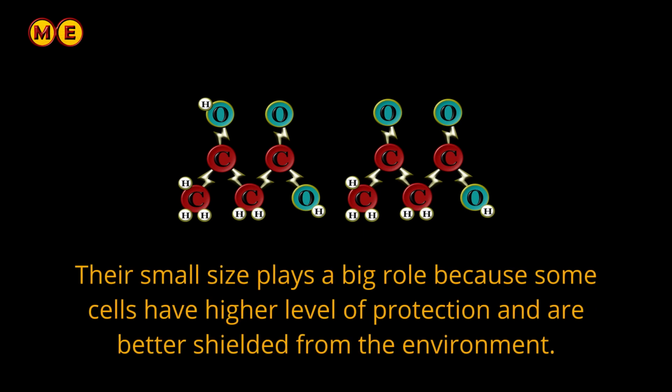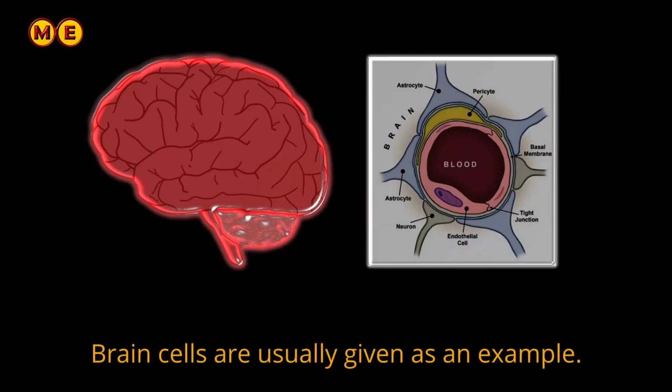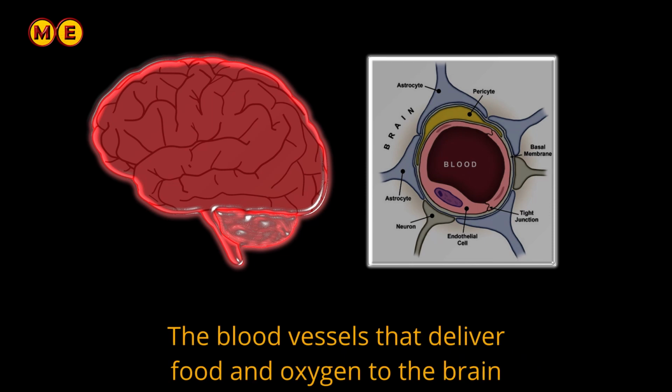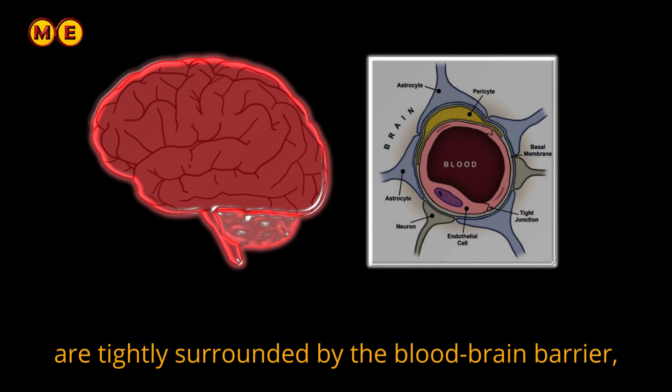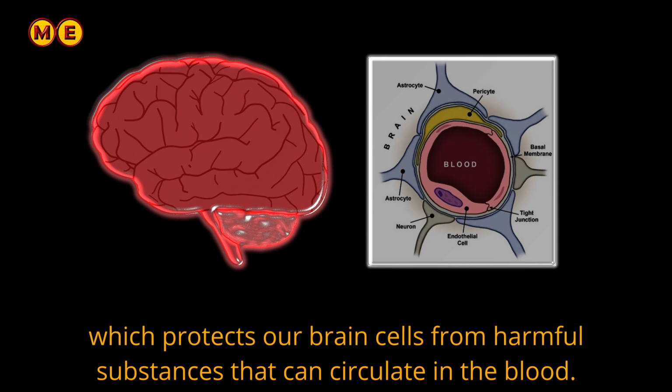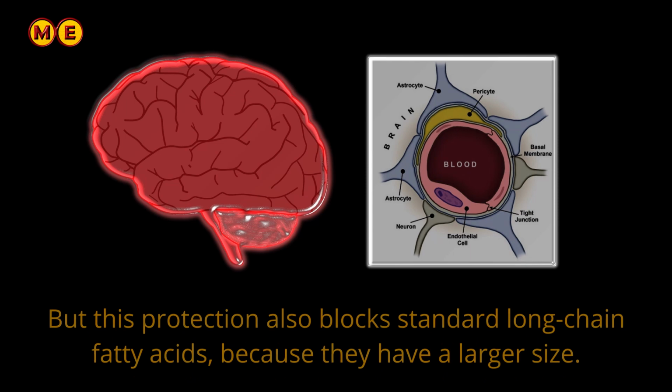In the case of ketones, their smaller size plays a big role, because some cells have higher level of protection and are better shielded from the environment. Brain cells are usually given as an example. The blood vessels that deliver food and oxygen to the brain are tightly surrounded by the so-called blood-brain barrier, which protects our brain cells from harmful substances that can circulate in our blood. But this protection also blocks standard long-chain fatty acids, and they cannot pass it because they have a larger size.